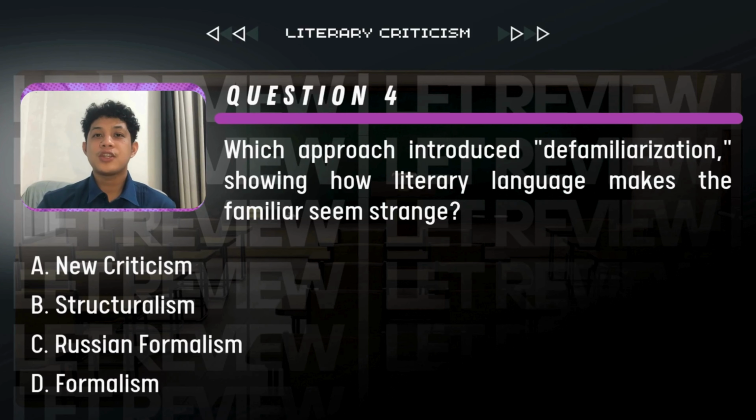Which approach introduced defamiliarization, showing how literary language makes the familiar seem strange? Okay, letter A, New Criticism, B, structuralism, C, Russian formalism, or D, formalism. Alright, future LPTs, I'll give you 10 seconds to choose the correct answer for this question. Alright?